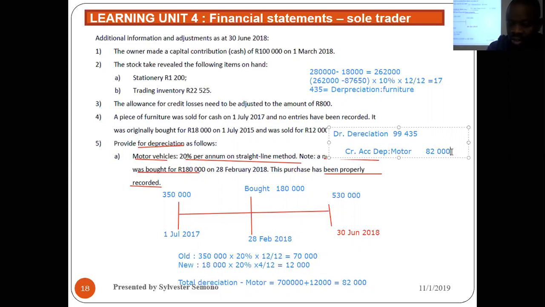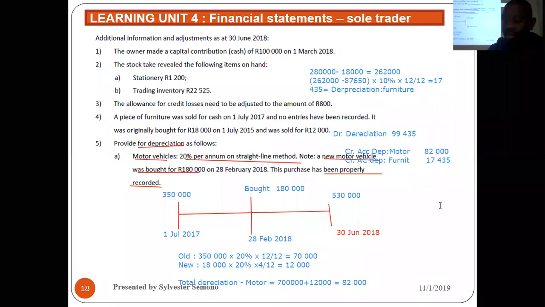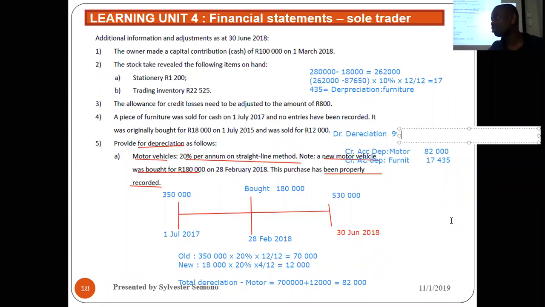And then you are gonna also credit. This is how we record in the GJ. Because I'm trying to put everything on the same page. Because when I scroll, maybe it can be confused. Depreciation, but it must be for what? Furniture. But it's gonna be how much? 17435. When you add them together, they give you that 99. Can you see now? So here we put them separately. Yes. That's how you need to do that.